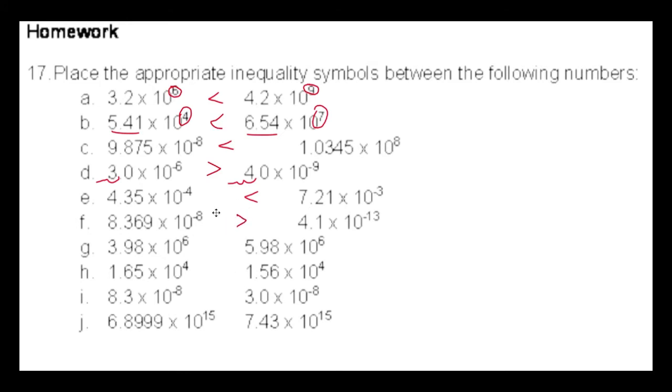This time I have the same power, 10 to the 6, 10 to the 6, so I have to actually look at the number part. Well, 3.98 is smaller than 5.98, so that's less than. Same thing on H, 10 to the 4th, 10 to the 4th, so I look at the number part, 1.65, 1.56. Well, remember we learned in class that if you write them out and line up the decimals, and then start with the largest place, I have 1 and 1, same. 6/10 and 5/10. 6/10 is larger, so the whole number is larger. So that makes this problem greater than.